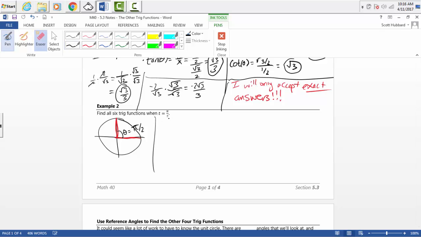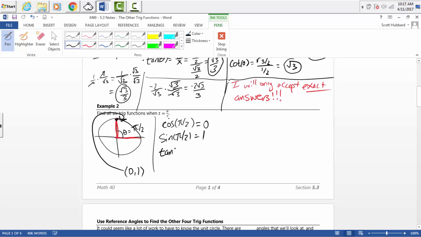Okay, so cosine of pi over 2. Let's go ahead and label that point right there. So that point right there, sorry I didn't leave enough room, but the point that's right there, remember, well, the x is 0 and the y is 1. So cosine of pi over 2 is what the x value is, so that's 0. Cosine of pi over 2 is 0. Sine of pi over 2, well, that's the y value, so that's 1.